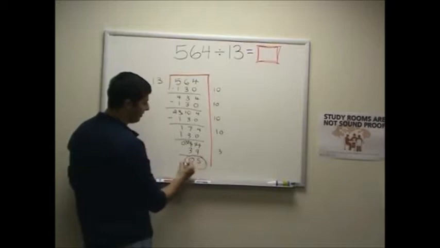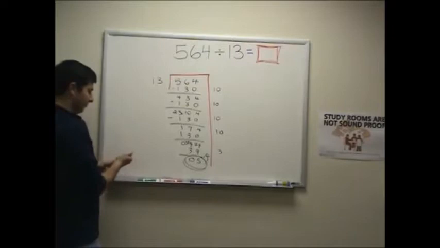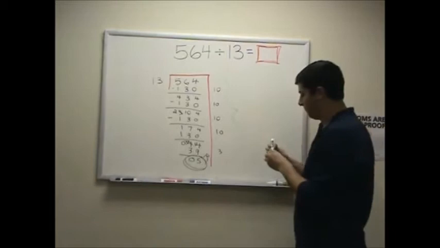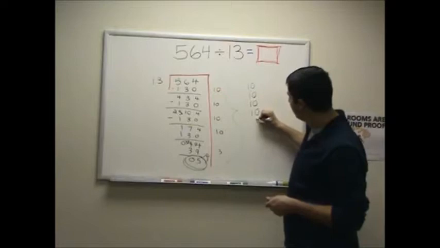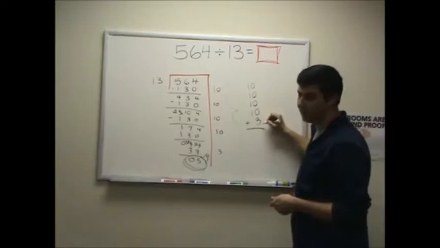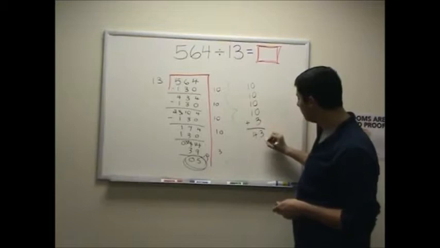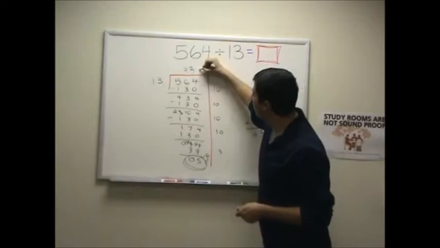Now, these over here are our groups. So we're going to take these groups and add them together. 10 plus 10 plus 10 plus 10 plus 3. Let's add them together. 0 plus 0 plus 0 plus 0 plus 3 equals 3. 1 plus 1 plus 1 plus 1 equals 4. So our answer is 43 with our remainder of 5.